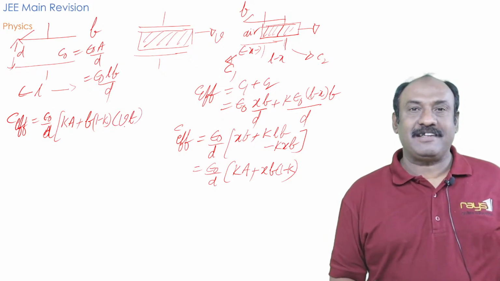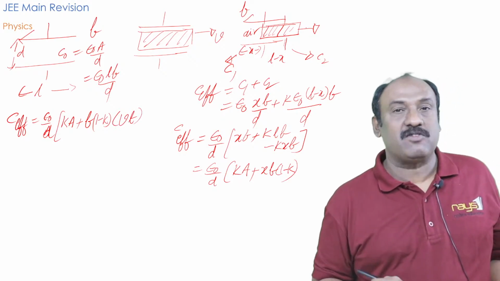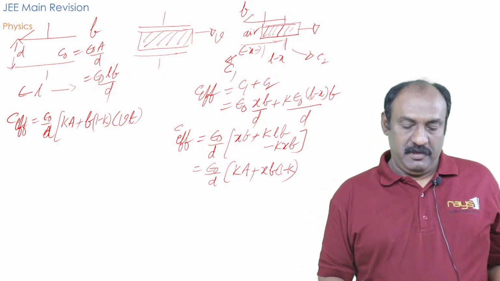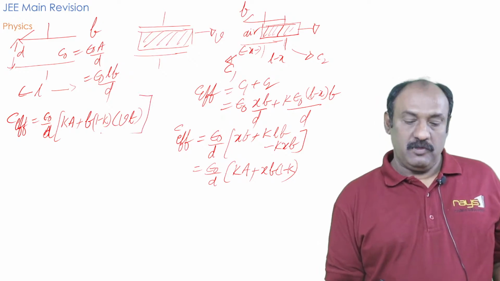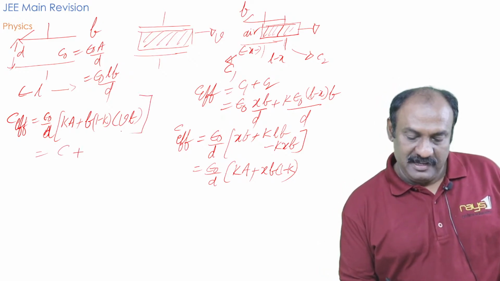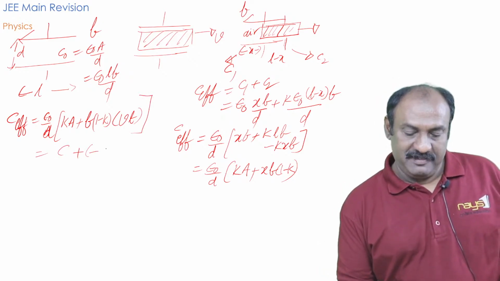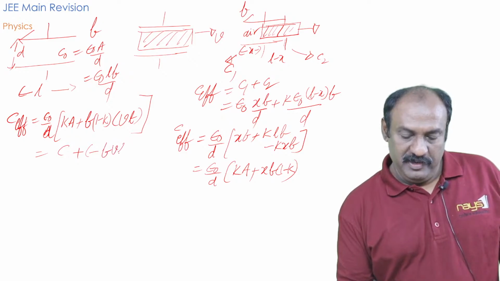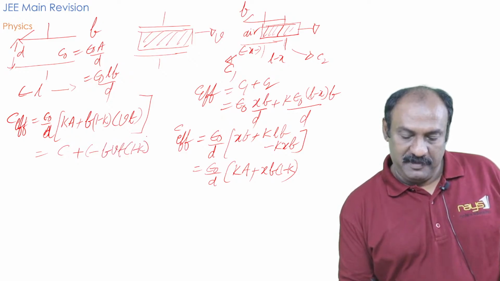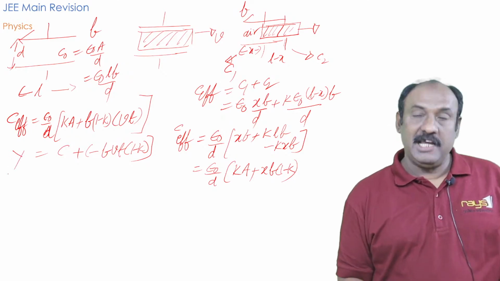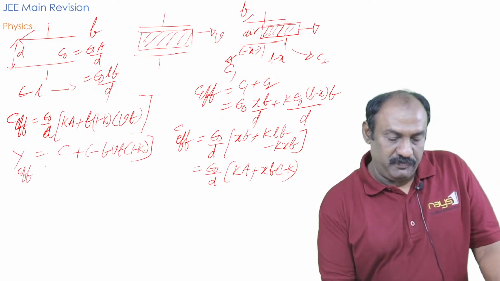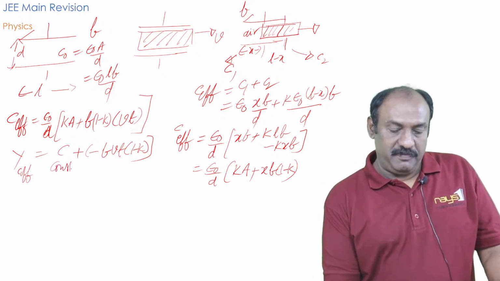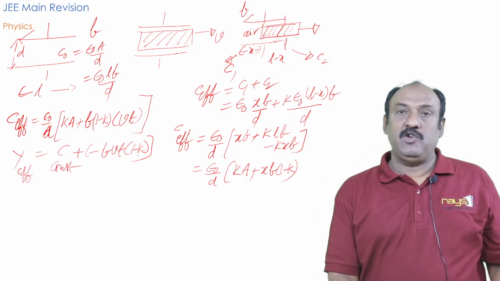What is the distance covered by the slab? The distance covered is Vt. So, it is in the form of B into Vt. So, it is in the form of some constant C plus or minus BVt into 1 minus K. It is in the form of y equal to minus mx plus c. Y is C effective, and it is constant C minus BVt into 1 minus K.